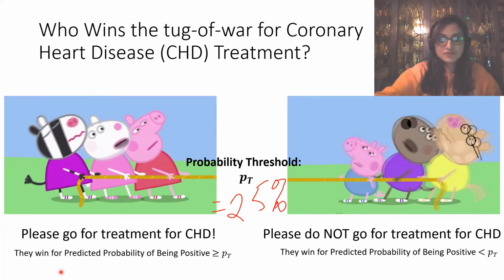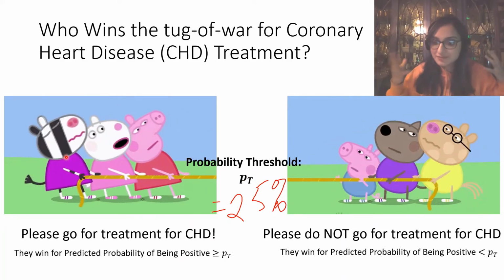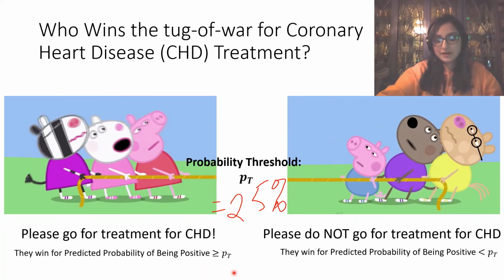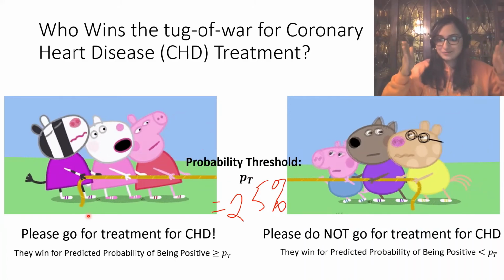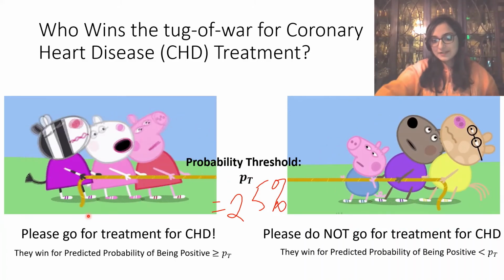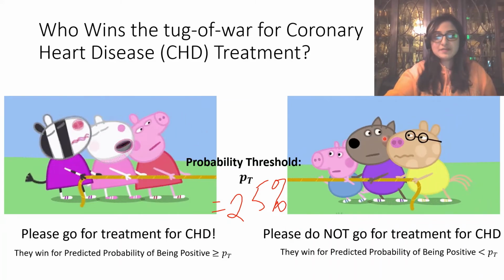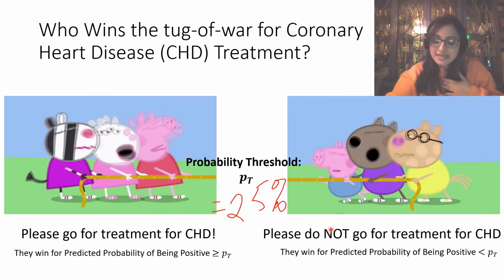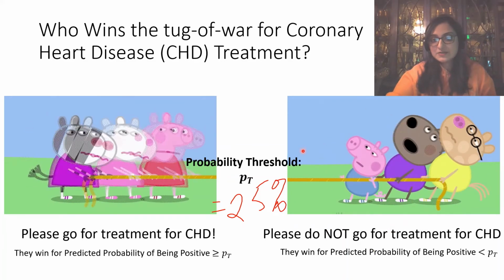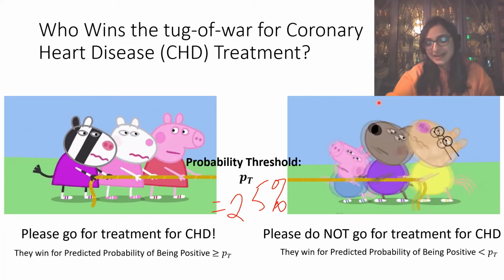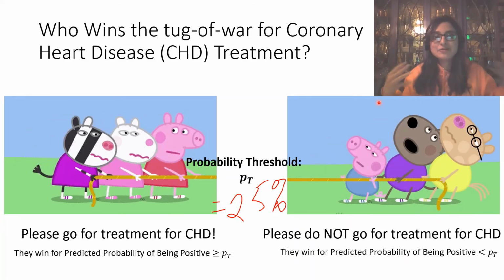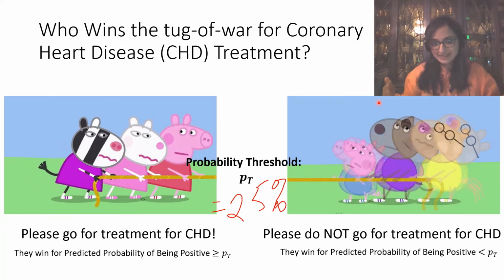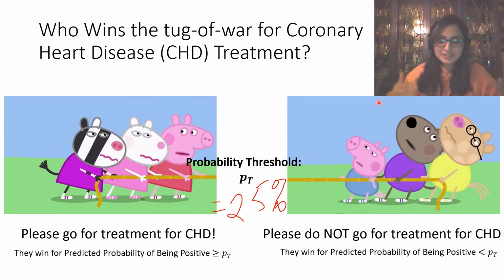Then they say that you go for treatment, please, if the predicted probability of you having coronary heart disease is 25% or above, which seems like a lot when you think of this whole range of intervals from 0 to 1. Otherwise, they're saying, please do not go for treatment if the predicted probability of having coronary heart disease is less than 25%. So it's a tug of war, and who wins, given your predicted probability of having coronary heart disease? It's all based on what your threshold probability is. And in this example, what if it is 25%?